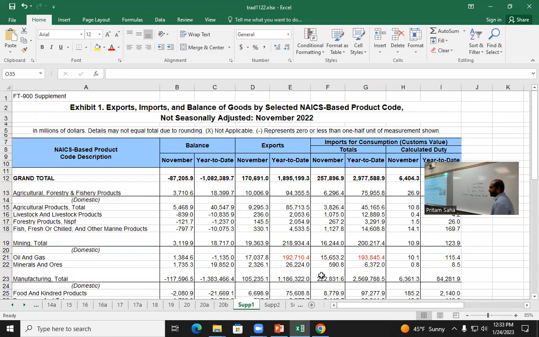So look around this Excel file, try to explore what excites you most, like in terms of export and import, what you want to know, what else the US is doing with some other countries. You can just play with this Excel file.